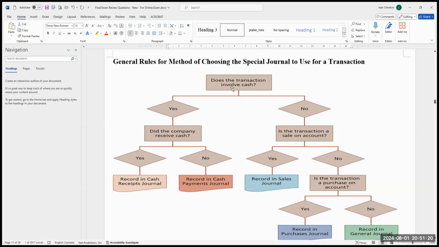Let's pretend that we provide service to the customer on account. Does the transaction involve cash? No, it doesn't. Is the transaction a sale on account? Yes, it is. Which journal? Record it in the sales journal.